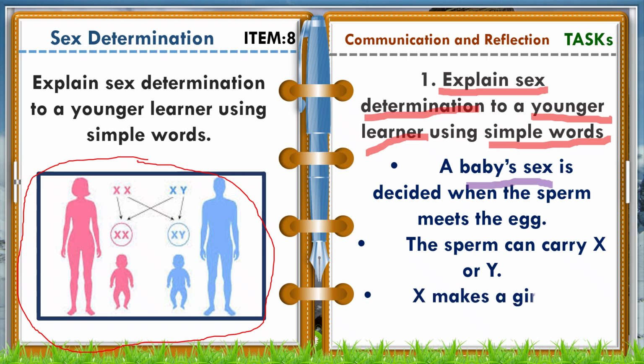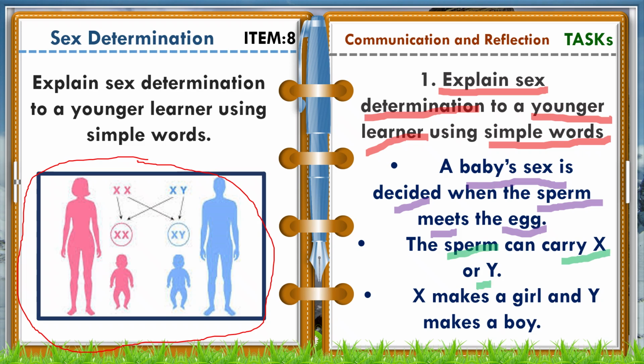A baby's sex is decided when the sperm meets the egg. The sperm can carry an X chromosome or a Y chromosome. The X makes a girl and the Y makes a boy.